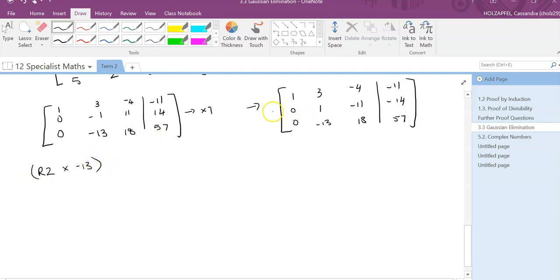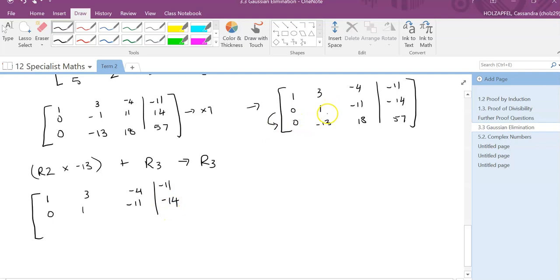We're just going to manipulate that so that we can add it into that third row. So once we've done that manipulation, we're going to add that into row 3 and replace row 3. So we end up with 1, 3, negative 4, and negative 11. Again, this row, we're not actually going to change it. We're just going to use it to manipulate that equation.